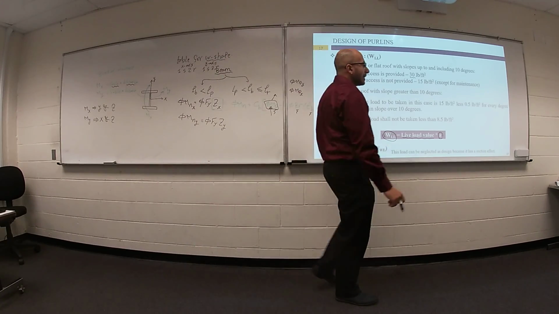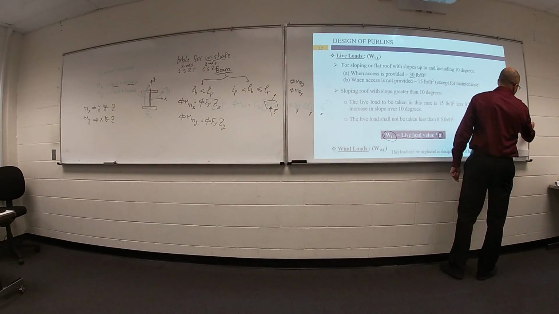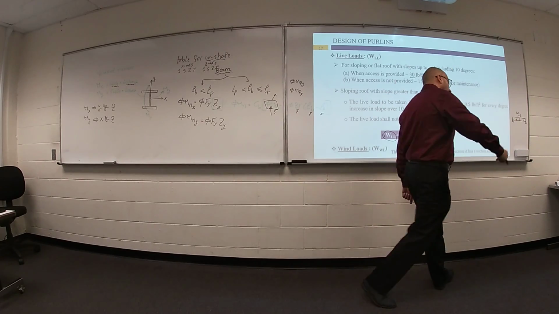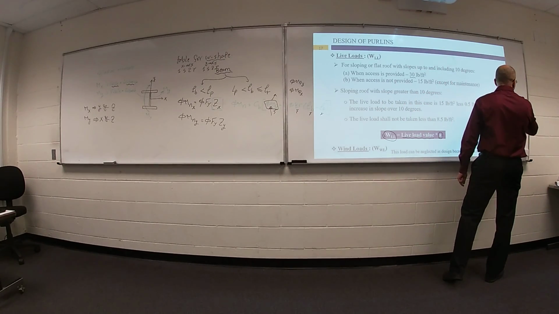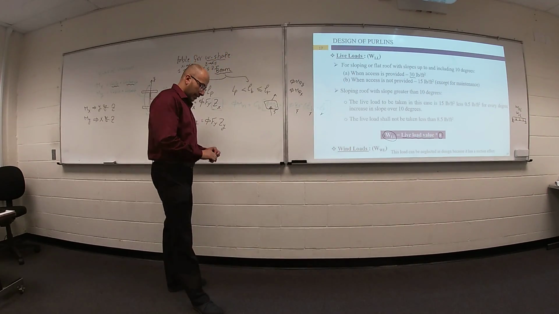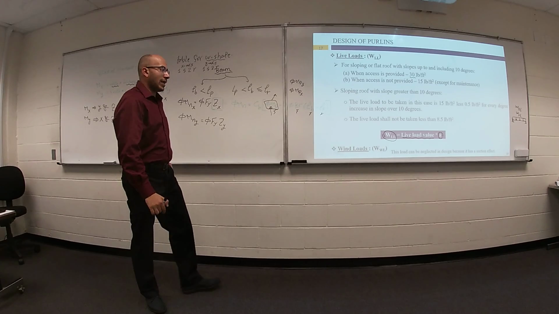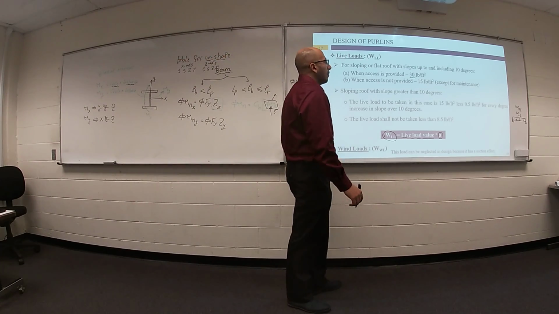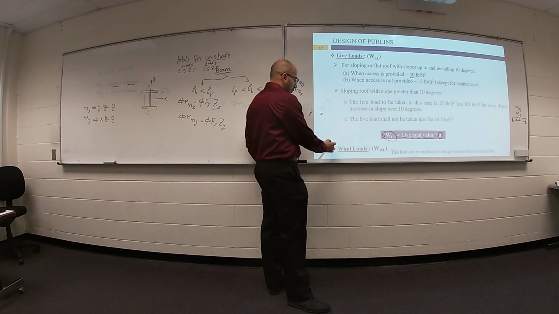So right now, after calculating live load, we have a simply supported beam with uniform distributed load W live load. Step before, we calculated W dead load. What's next? We have live load. We have wind load, but we will neglect wind load.